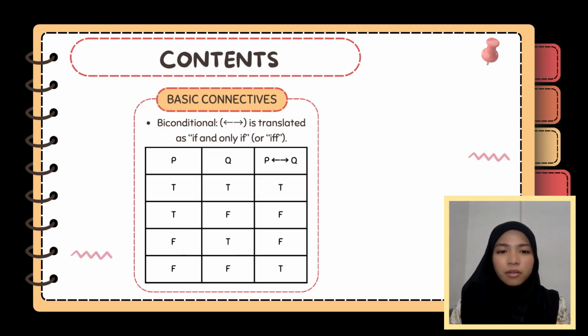Lastly, we have biconditional. This symbol is translated as if and only if, or iff. Let's take a look at the truth table. If both of the values are the same, then it is true. Other than that, it is false.